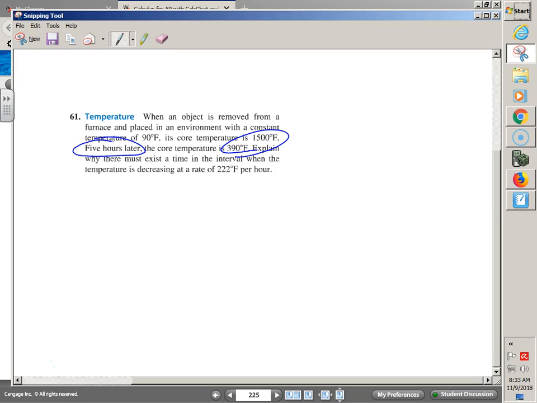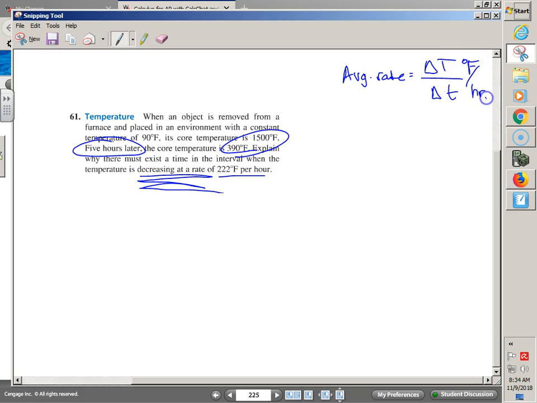It says, explain why there must exist a time in the interval when the temperature is decreasing at a rate of 222 degrees Fahrenheit per hour. Is that like miles per hour? So what do I need? I need my average rate, which is going to be a change in temperature over a change in time. Because isn't this going to be degrees Fahrenheit? And isn't this going to be hours? Let's see what happens.